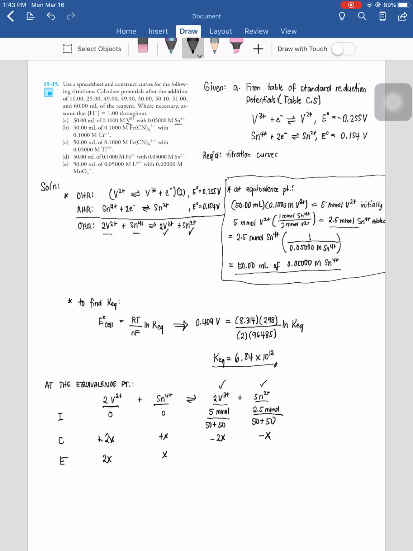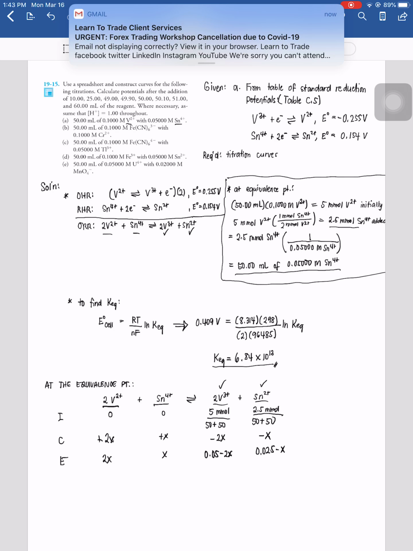So let me just simplify. That's 5 millimoles divided by 50 plus 50 ml. That concentration is 0.05 minus 2x. And for the tin-2, that will be 2.5 divided by 50 plus 50. That's 0.025 minus x. Now with our ICE table complete, we can now make use of our KEQ value.